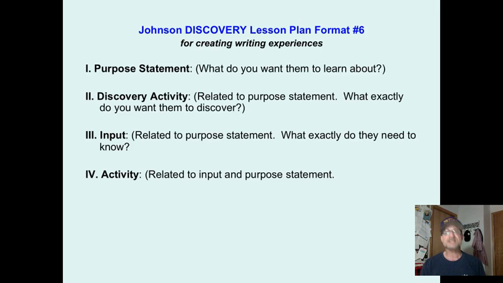And the last one is a discovery lesson plan format. If I'm having a discovering activity or lesson plan, we have the activity up front where they discover some important elements of the skill or concept. This is followed by input, exactly what they need to know, and then an activity related to the input and purpose statement.